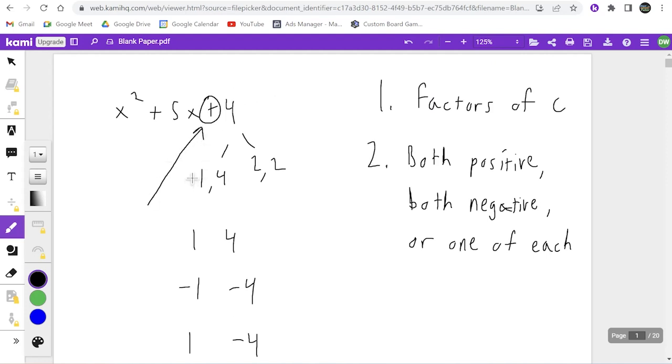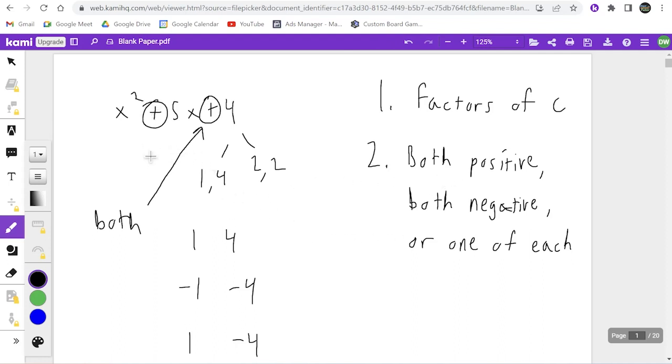That means they're either both positive or both negative. I repeat, they're both something. The only time you get one of each is if that was a minus 4. If that was minus 4, then it'd be one of each, and you'd have to figure out which one's positive, which one's negative.